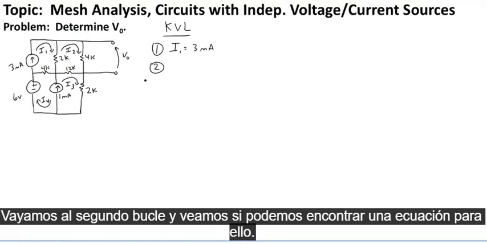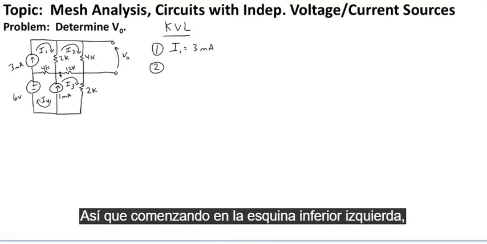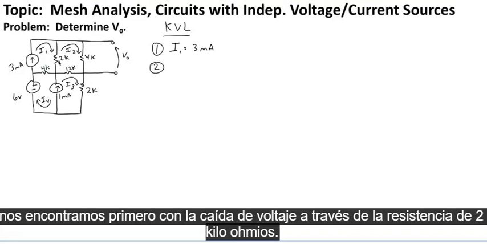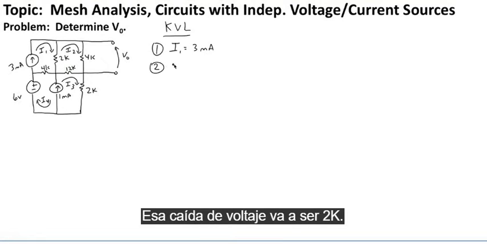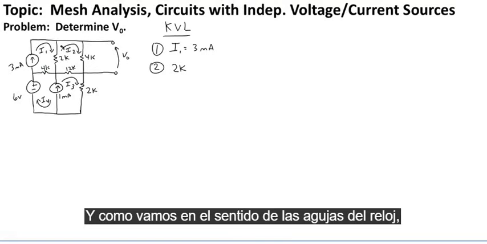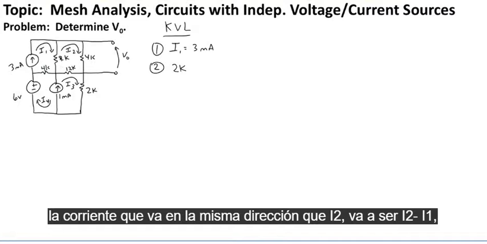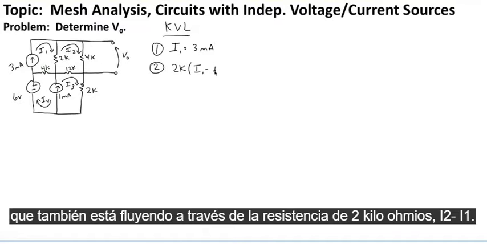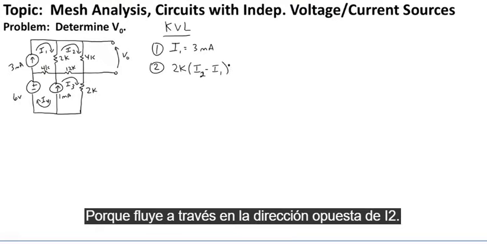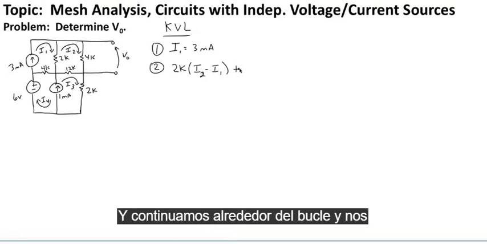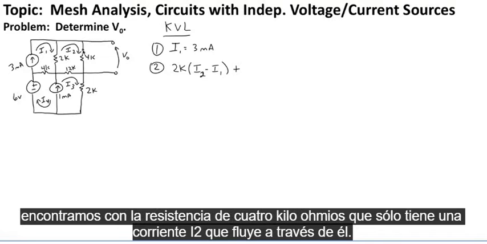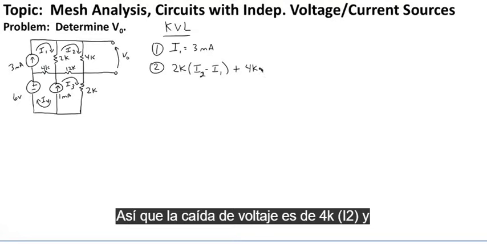Let's go to the second loop and see if we can come up with an equation for it. So starting in the lower left-hand corner, we encounter first the voltage drop across the 2 kilo ohm resistor. That voltage drop is going to be 2K, and since we're going clockwise, the current which is going the same direction as I2, it's going to be I2 minus I1, because I1 is also flowing through the 2 kilo ohm resistor in the opposite direction of I2. And we continue on around the loop, and we encounter the 4 kilo ohm resistor, which just has a current I2 flowing through it. So the voltage drop is 4K times I2.